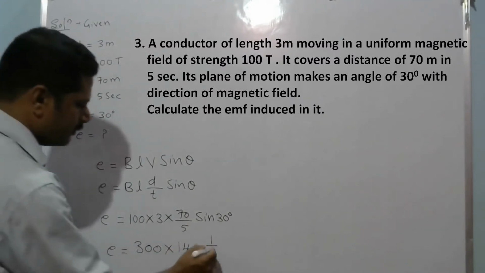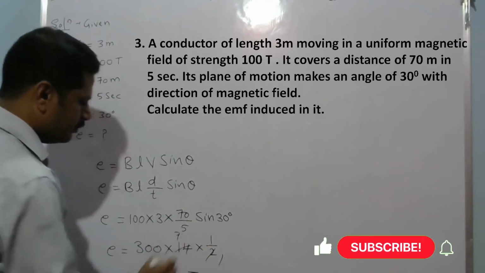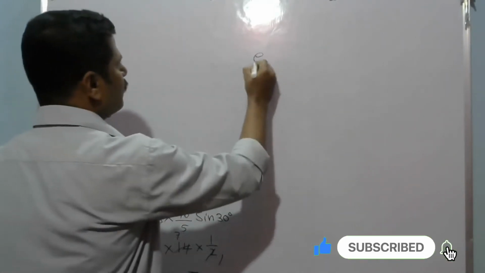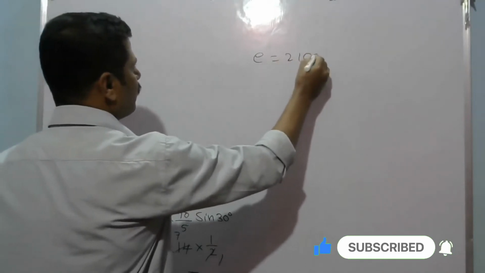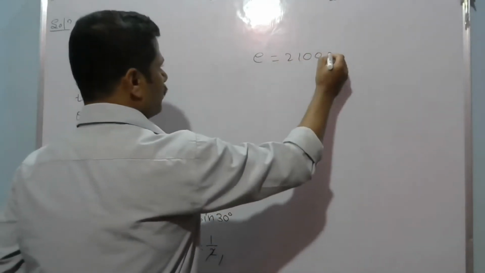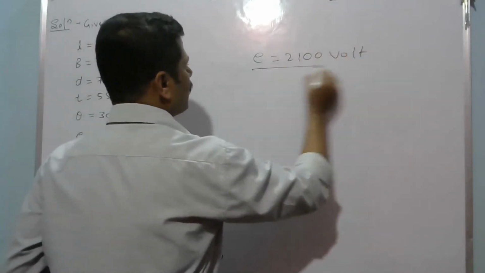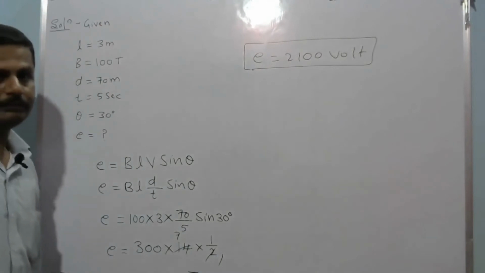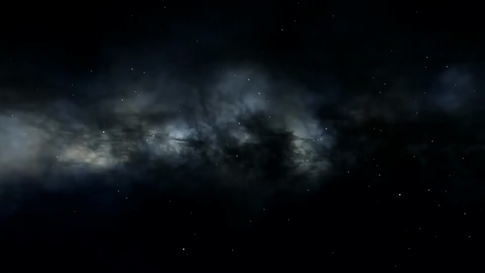So this can be done as 21, 7 ... So it will become E equals 2100 volt. This is the EMF induced in the conductor. Okay, let's move to the next question.